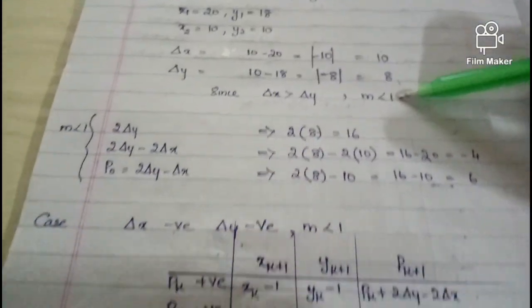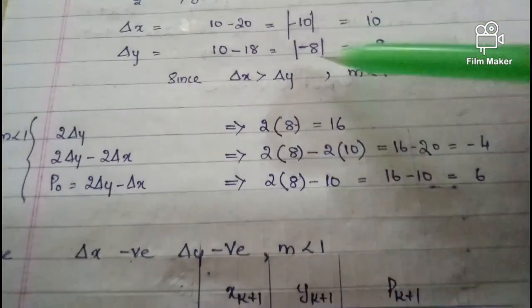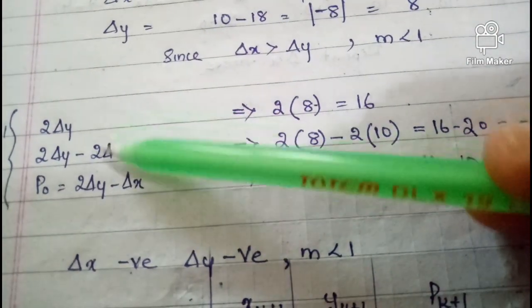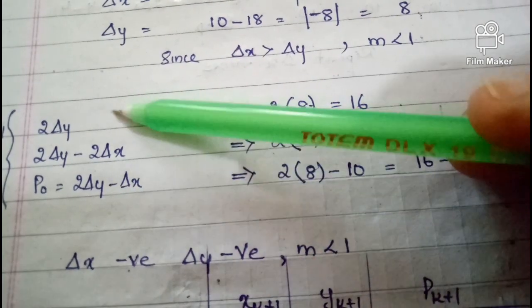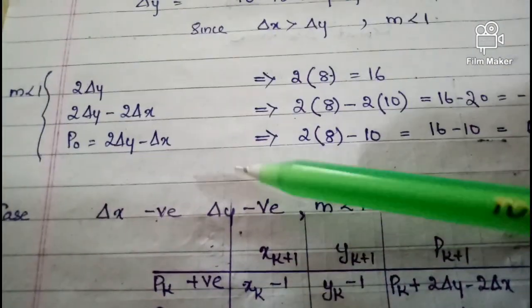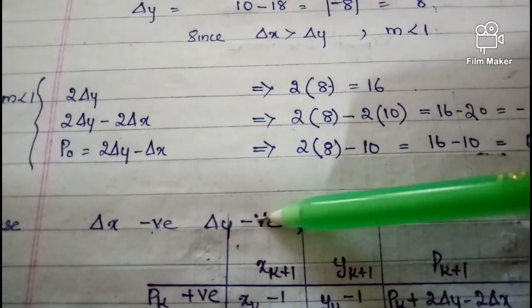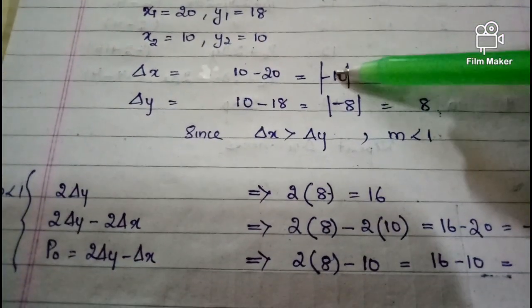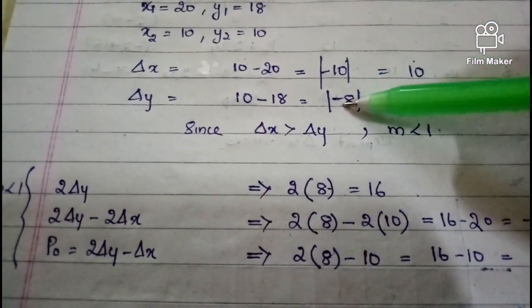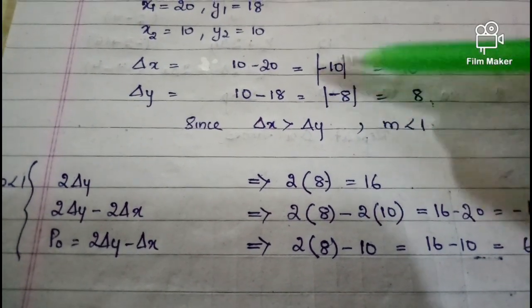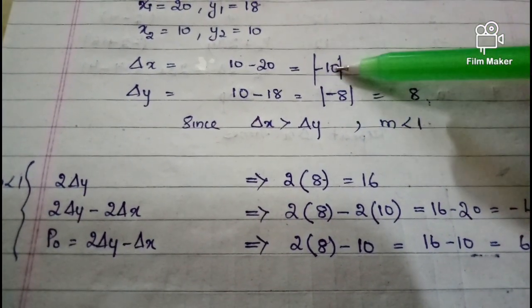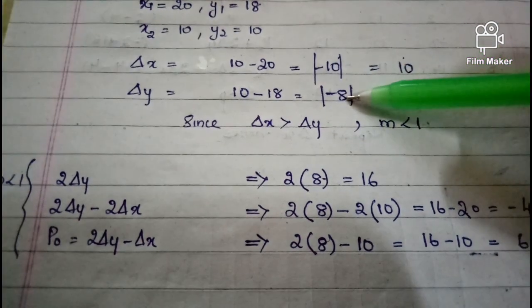Okay, so the case is identified. Depending on this case, calculate the constants and P0. Okay, calculate these three values. Then identify the case. Now, to identify the case, we require this sign. As per this, delta x is negative, delta y is negative.